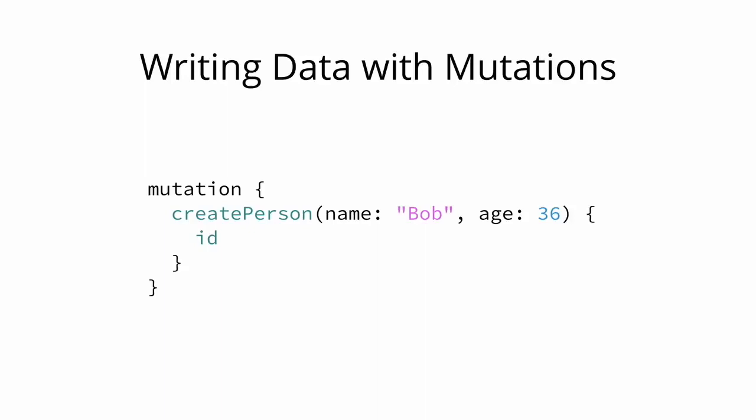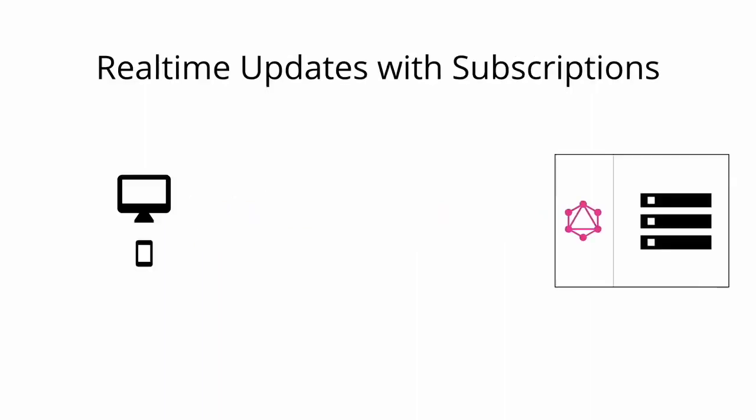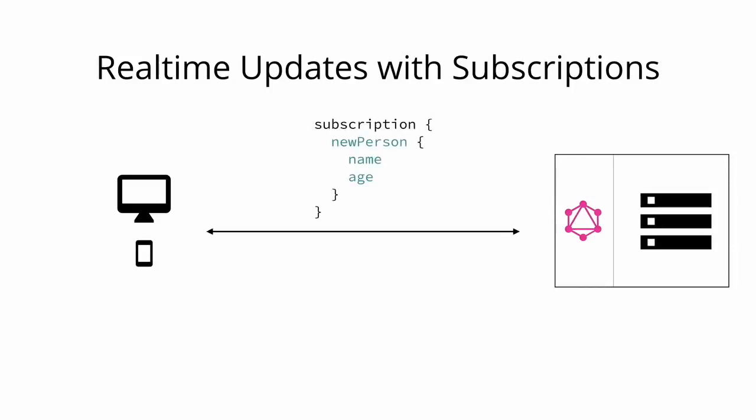Another important requirement for many applications today is to have a real-time connection to the server in order to get immediately informed about important events. For this use case, GraphQL offers the concept of subscriptions. When a client subscribes to an event, it will initiate and hold a steady connection to the server.